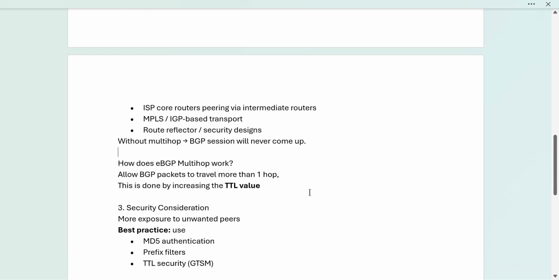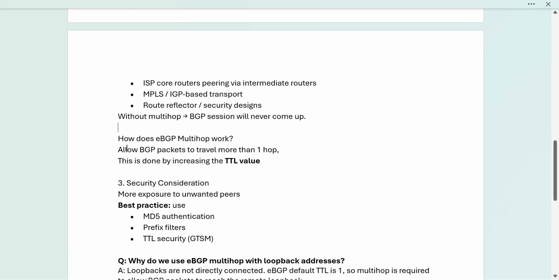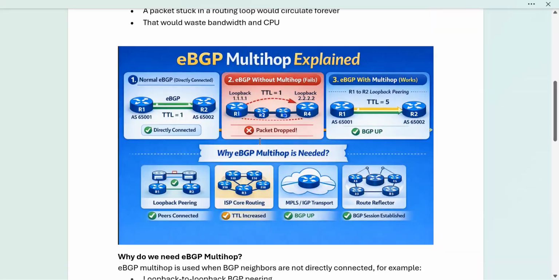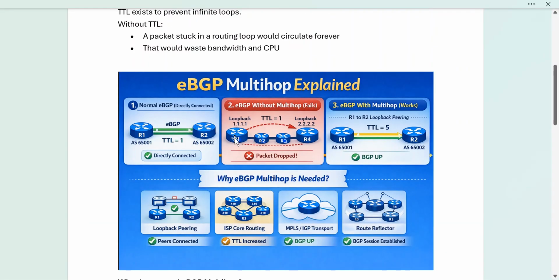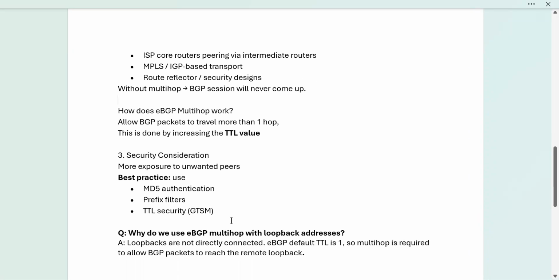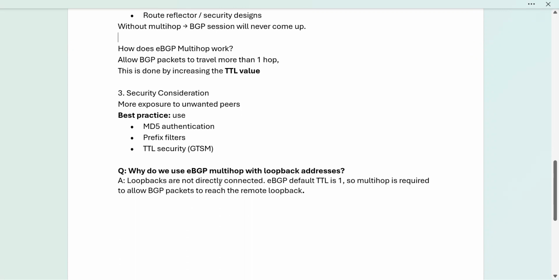We already discussed this, right? So how does BGP multi-hop work? It allows a BGP packet to travel more than one hop, and this is done by increasing the TTL value that we already discussed here. And suppose the packet is traveling from R1, R2, R3, and these might be unknown, so that will be a security risk. So while forming a neighborship, we can use authentication with MD5. That is the best practice to use.